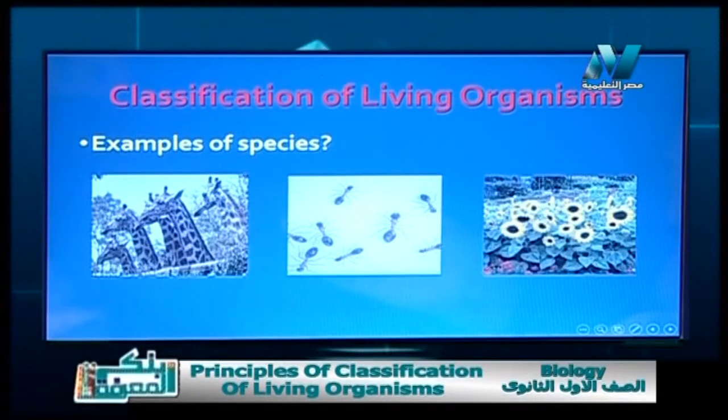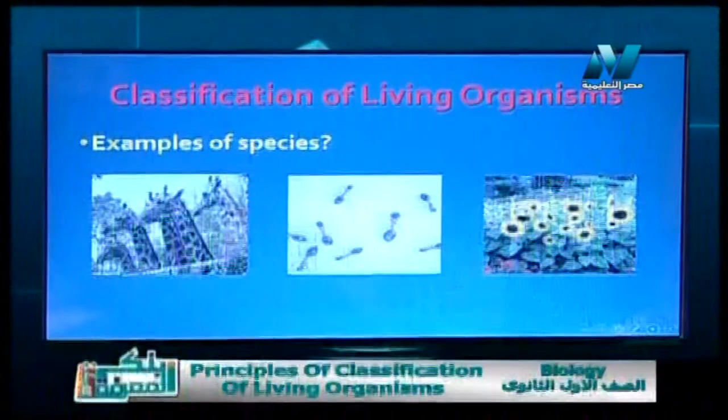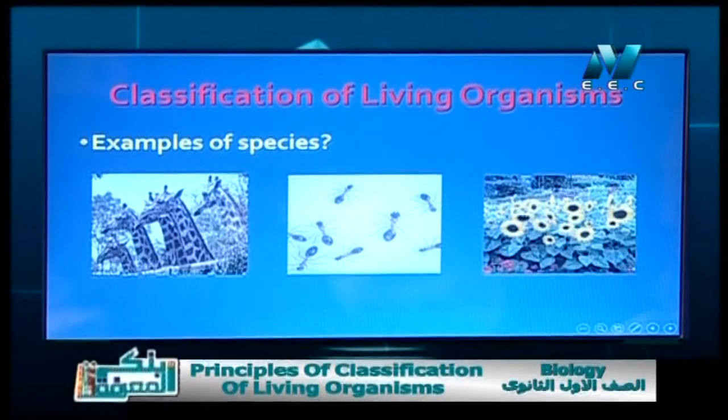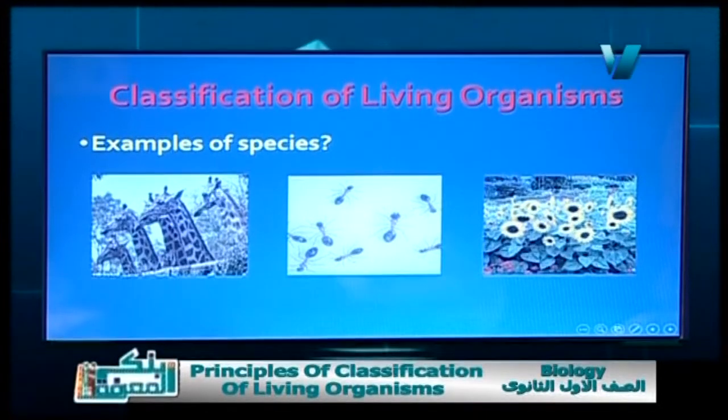Giraffe: all of them have common characteristics: the long neck, the patterns on the outer shape of the skin, and the structure of the head, and so on. All of them are mammals, of course. And the other example is the ants. All of them are similar in their morphological characteristics, as you see, and reproduce to give new ones.